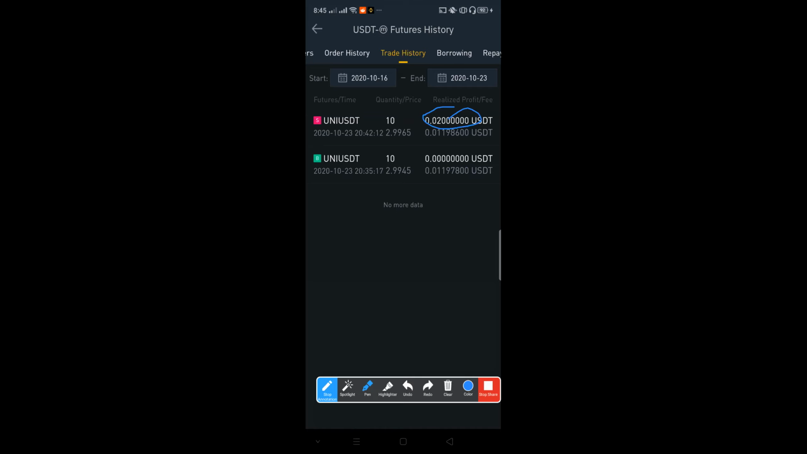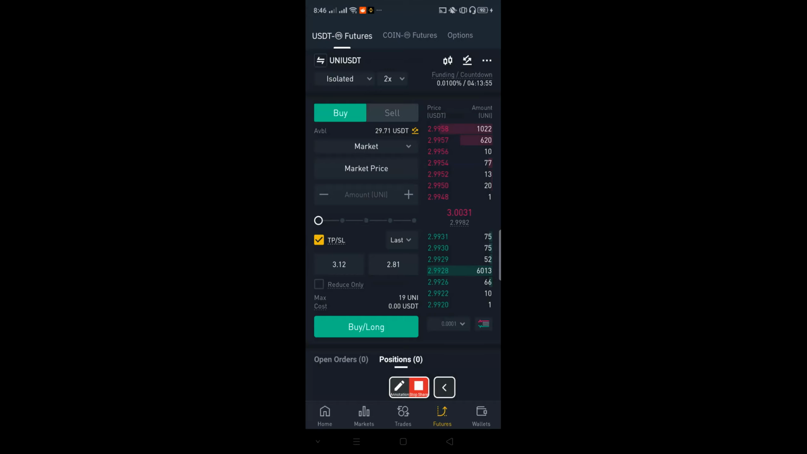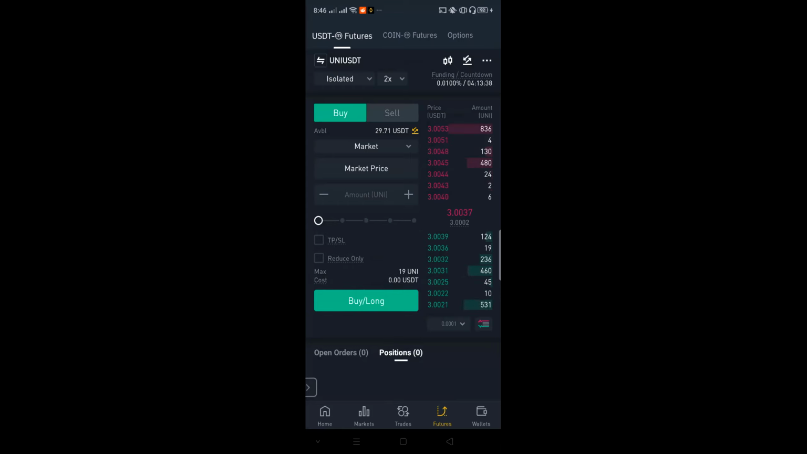That's how you get to see what you were charged. So that is all when you are longing, when you are buying. When you want to long a market, that is what you do, you buy. And you see how we bought, how we set our take profit and our stop loss and how we were in profit.